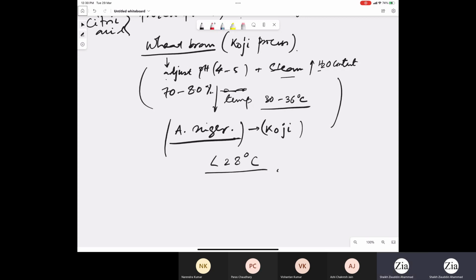And when you try to increase the productivity of citric acid, sometimes a little bit of glutamic acid is also added to improve the yield.